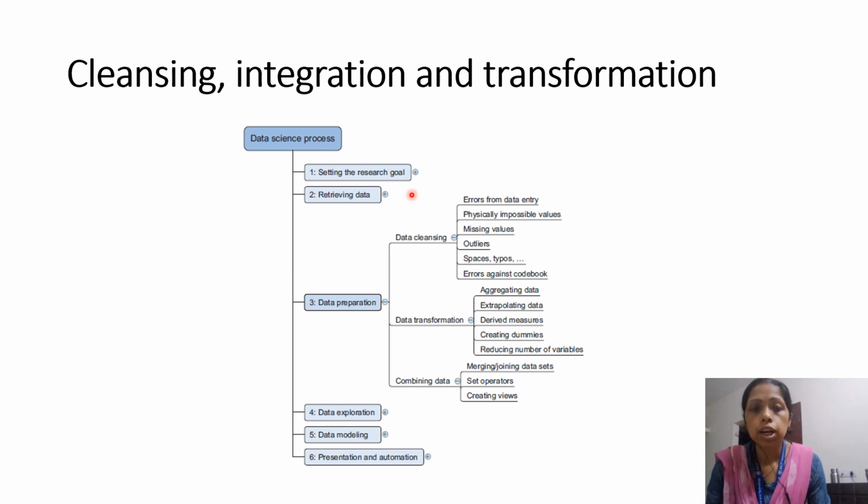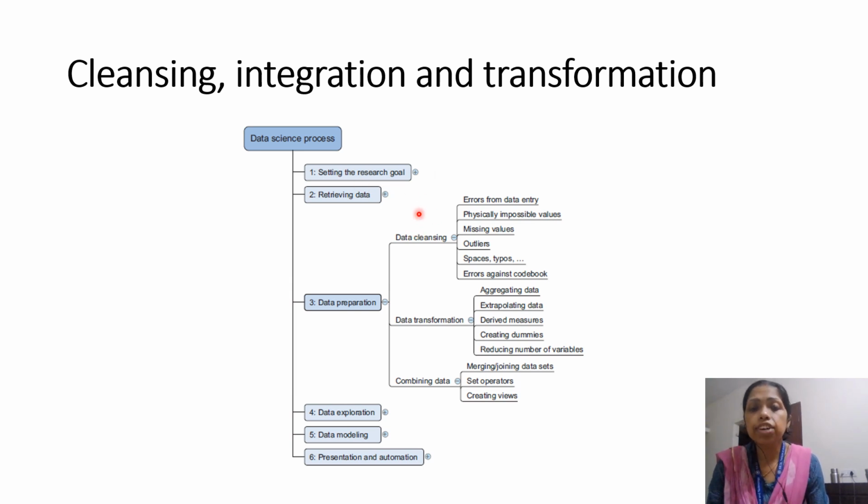Friends, we have already started discussing the data science process. What other steps are required if one wants to implement any project as a data scientist? The first step is the research goal, which we have already discussed. After that, the second step is retrieving data. There are various hubs from which we can collect the data.